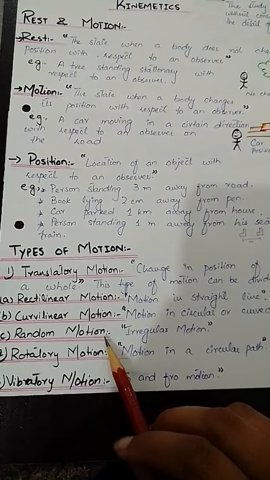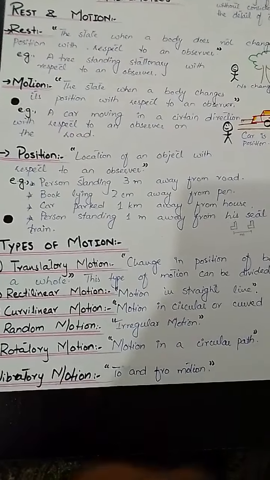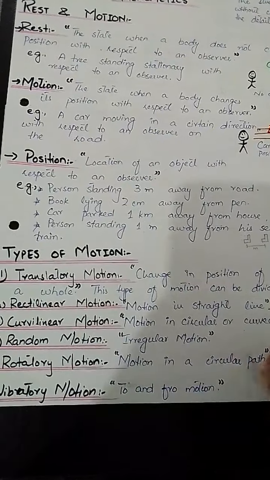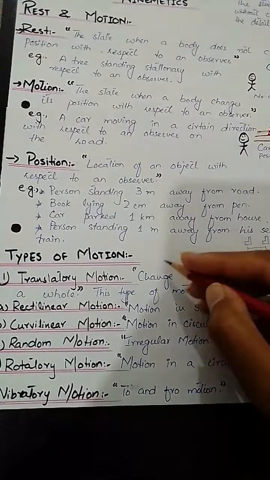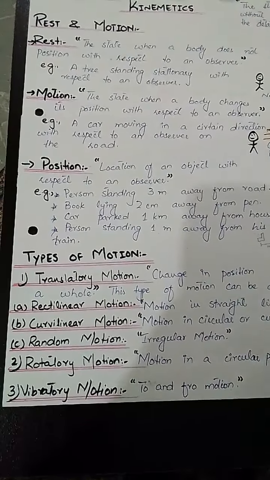The third one is random motion. It is just irregular motion. For example, the fluttering of a butterfly, or a car following a random path, or a person going on a random pathway.